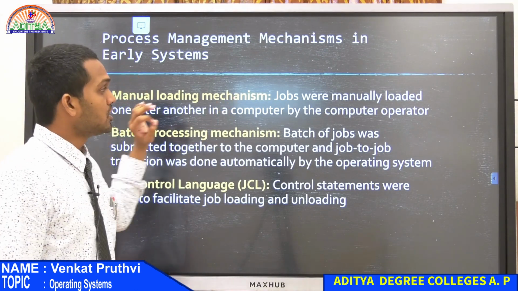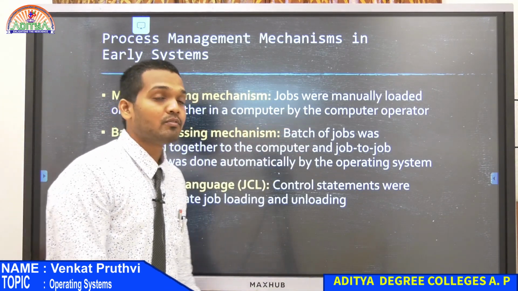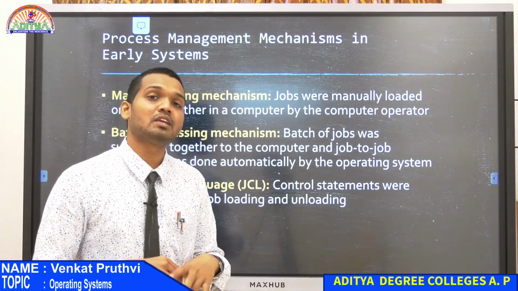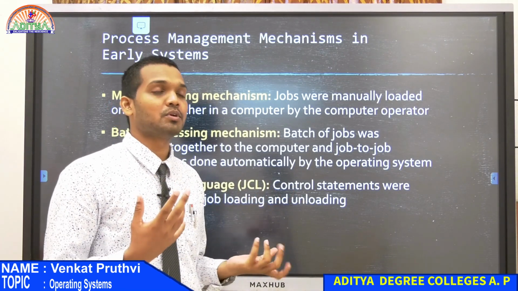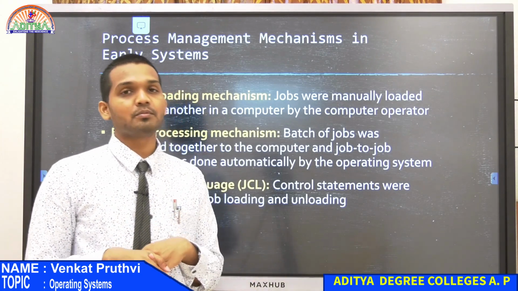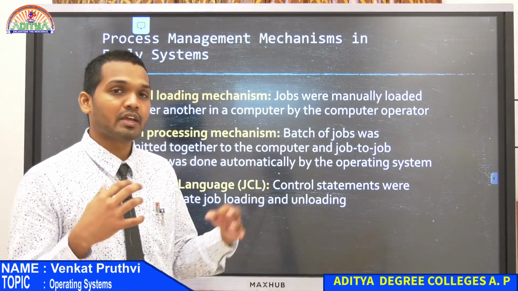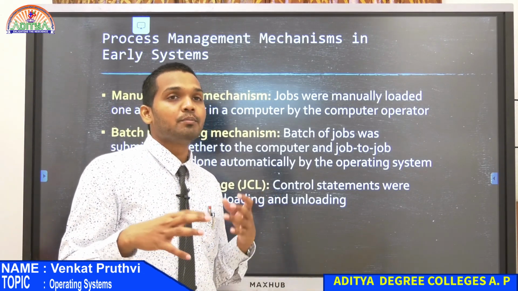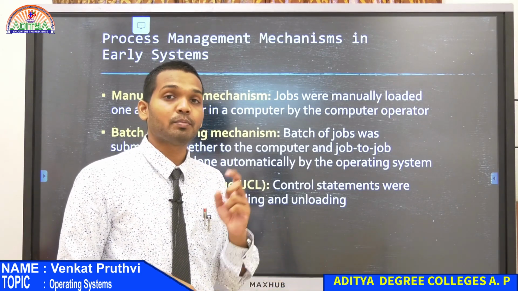What were these mechanisms? Jobs were manually loaded one after another in the computer by the computer operator. When we were discussing the 5 generations of computers, and the computers that were present even before that, we discussed what kind of mechanical devices were used. Even in the first generation of computers, we were using vacuum tubes and many mechanical gears and shafts to operate the computer in a very large room. In such cases we did not have any programming language, or input the data to the computer through any programming languages. It was all through manual entry and punch cards.